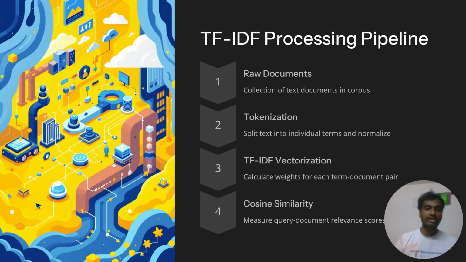TF-IDF processing pipeline. Behind the scenes, TF-IDF goes through a little assembly line. First, it takes the raw text, then splits it into words. That's called tokenization. Next, it turns those words into numbers. That's also called vectorization. Finally, it compares documents using cosine similarity. Imagine two documents. Document A contains car and price, and document B contains car but cost instead of price. If the query we search is car price, document A wins because it matches exactly.